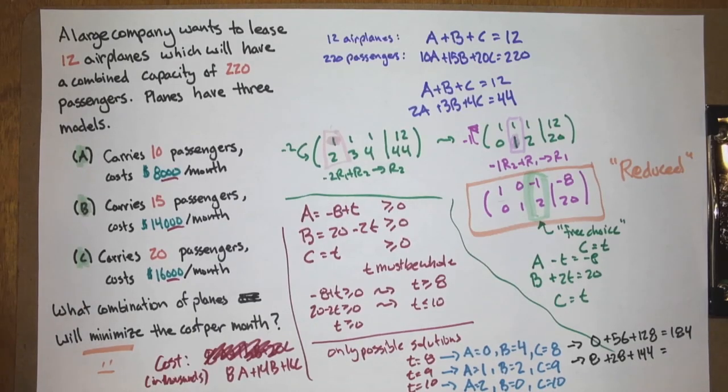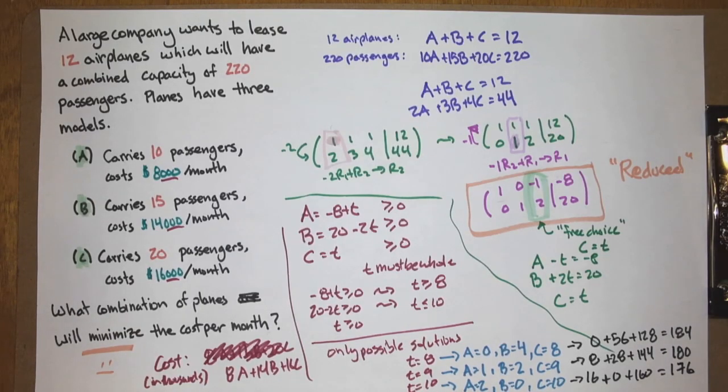8 plus 28 is 36. 36 plus 144, 180. Okay, good. Last one, 2 times 8 gets us to 16. 0 times 14, that's 0. And 16 times 10 is 160, giving us 176.